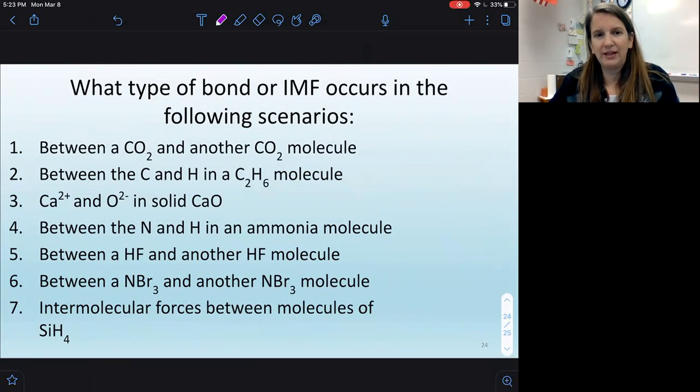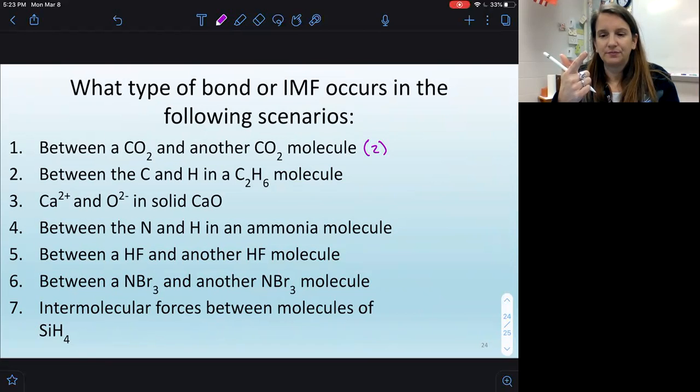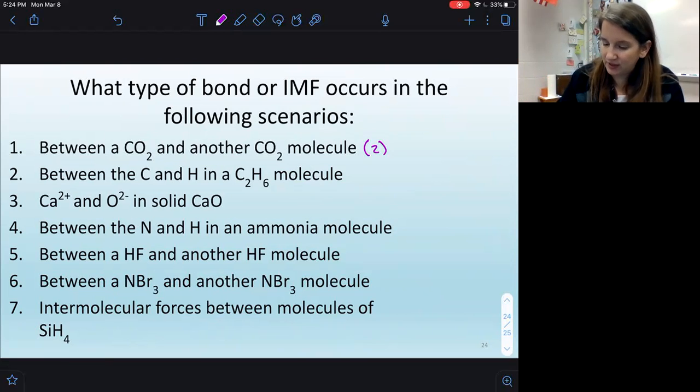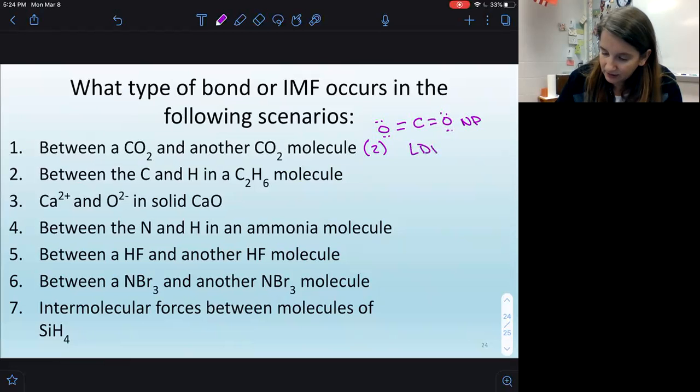Number one says between a CO2 and another CO2 molecule. So this is talking between two molecules. So I know that this is talking about one of my intermolecular forces, which is either LDF, dipole-dipole interactions, or hydrogen bonds. This can't be hydrogen bonds because there's no hydrogen. CO2 looks like this right here. Let me just draw it up here. Is this a polar or a nonpolar molecule? It's a nonpolar molecule. Since it's nonpolar, this number one would be referencing LDF.